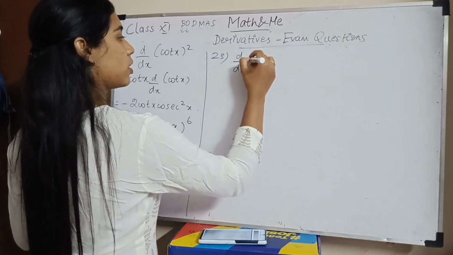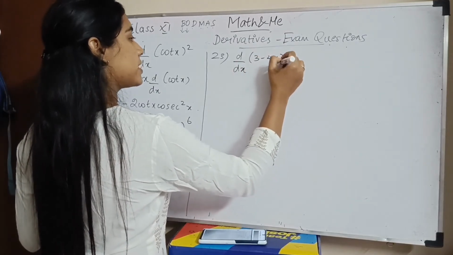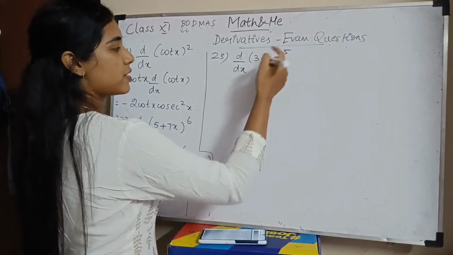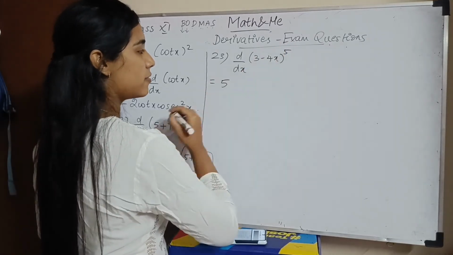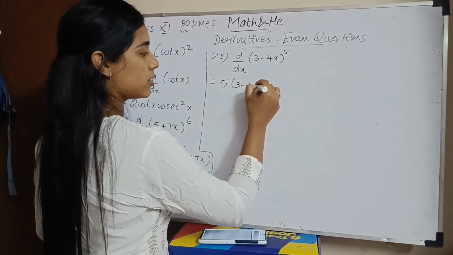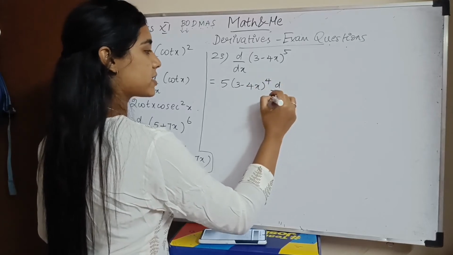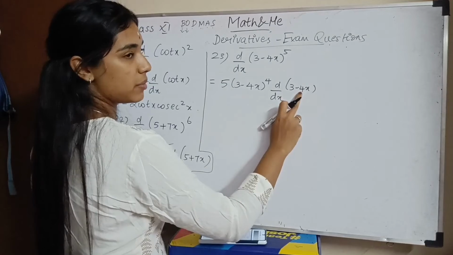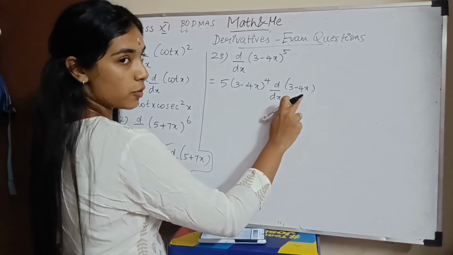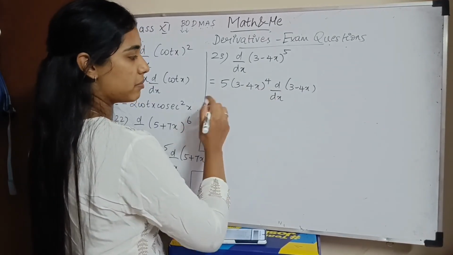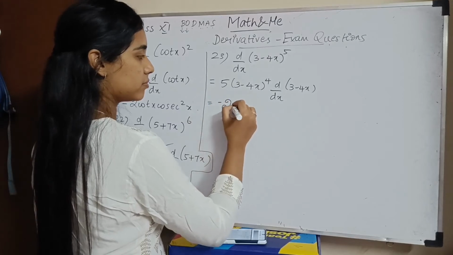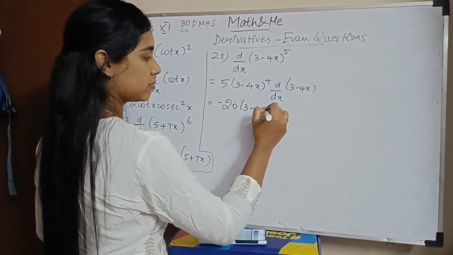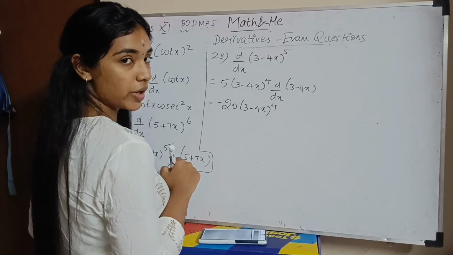d by dx of 3 minus 4x the whole power 5. x to the 5, the derivative is 5x to the 4. d by dx of 3 minus 4x. Derivative of 3 minus 4x is minus 4. Minus 4 times 5, minus 20. Okay.